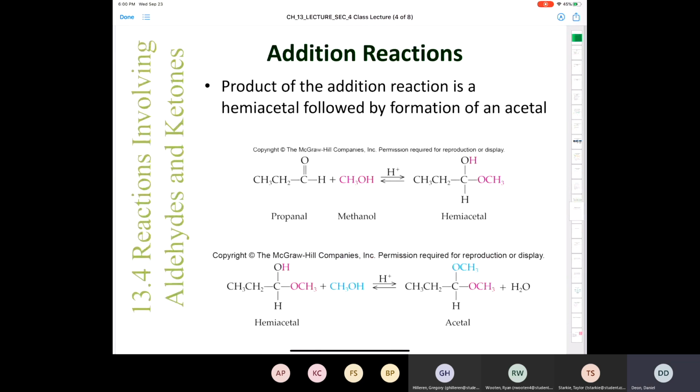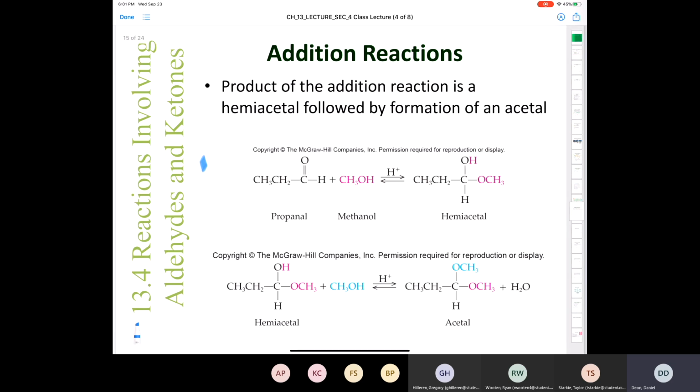Let's see here. This slide is nothing more than some examples just to show my students, and they come directly from the book. Just a little bit of practice. So let's look at some practical examples here. It says the product of the addition reaction is a hemiacetal followed by an acetal. So let's look at what's happening. This is like the first step.